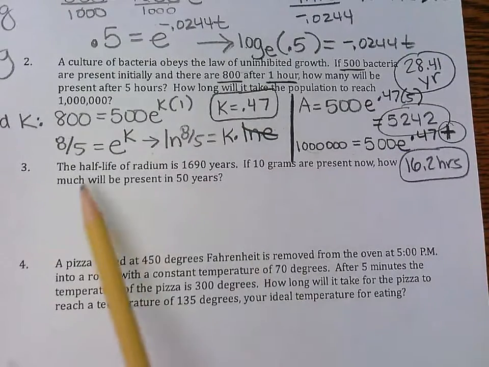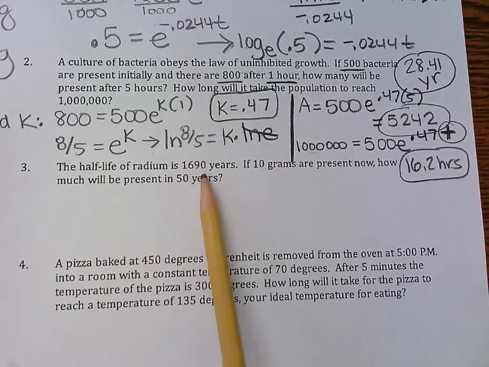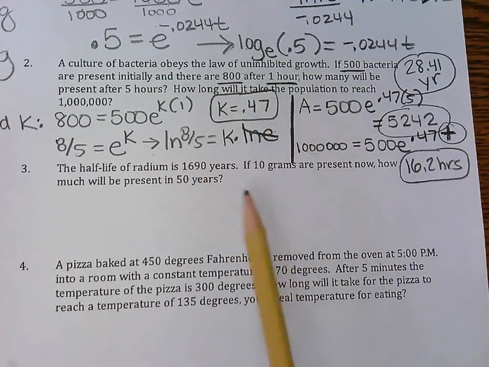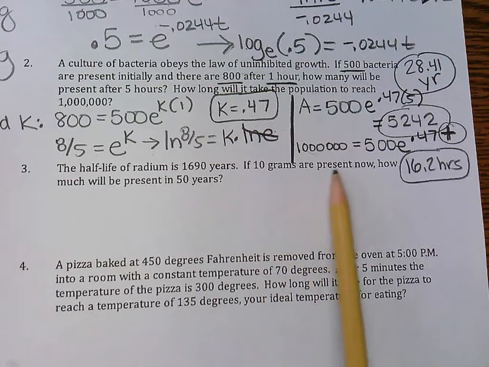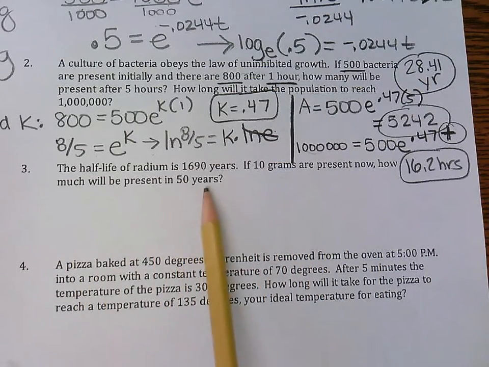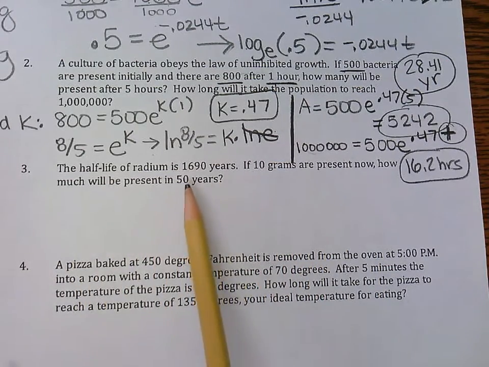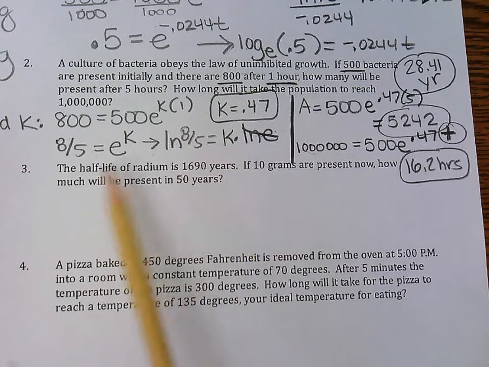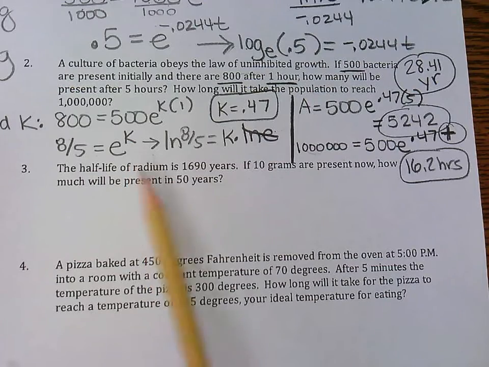They give you the half-life. That's T. And it says 10 grams are present now. How many are present in 50 years? That's the second part of the problem. The first part of the problem is we need K for this element, right? I don't know what K is.